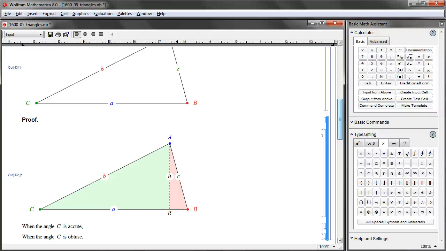Okay, in this case what do we have? From the blue triangle ACR, we have hypotenuse b and height h, and the horizontal is going to be CR. The red right triangle has hypotenuse c and height h, and the horizontal is BR.